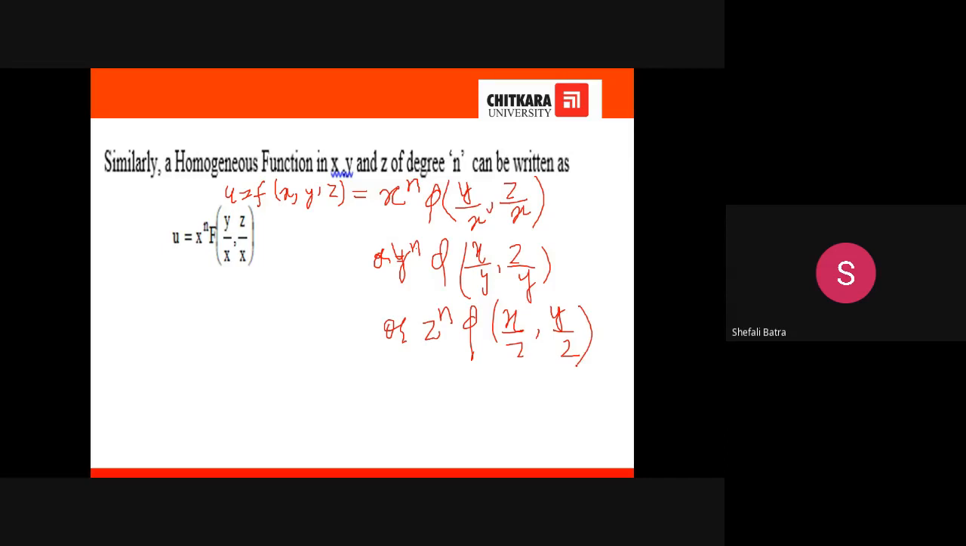If you are dealing with a function of three independent variables x, y, z, and you are able to express the given function in either of these forms, then you can say that the given function is a homogeneous function with the degree n in variables x, y, and z. Similarly, you can extend this idea up to 4 variables, 5 variables, and so on.